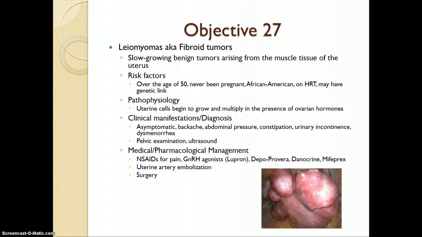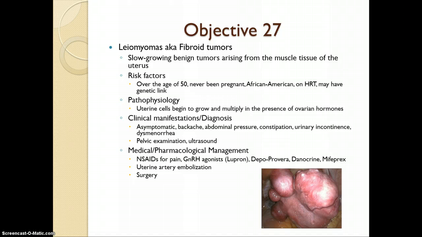Leiomyomas, or fibroid tumors. These are slow-growing benign tumors arising from the muscle tissue of the uterus. Risk factors include someone who's over 50, never been pregnant, being of African American descent, on hormone replacement therapy, or there may be a genetic link to them. The pathophysiology for leiomyomas is that the uterine cells begin to grow and multiply in the presence of the ovarian hormones of estrogen and progesterone. Clinical manifestations and diagnosis: they may be asymptomatic, but the patient may complain of a backache, abdominal pressure, constipation, urinary incontinence, or dysmenorrhea. Diagnosis is made by pelvic examination and or an ultrasound.